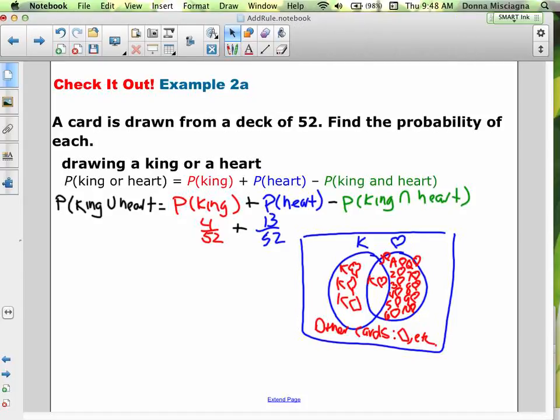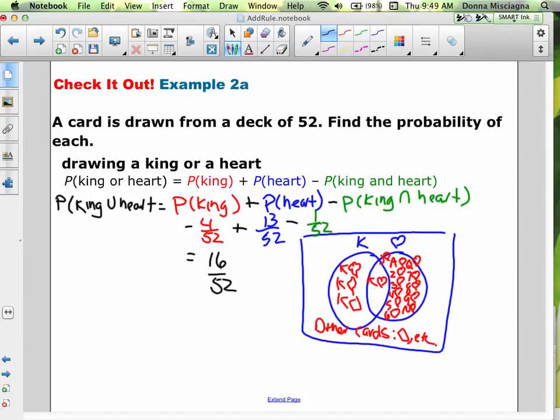And then we have to subtract the overlap, because some things have been counted twice, and we don't want that. So what's the probability of heart and king? So we have 4 plus 13, which gives us 17. Then minus 1 gives us 16 out of 52. Now we need to reduce, so 4 13s. 13 is a common denominator with the cards, because there's 13 in a suit. This one was in your notes, so go ahead and put it in there. Any questions on this one?